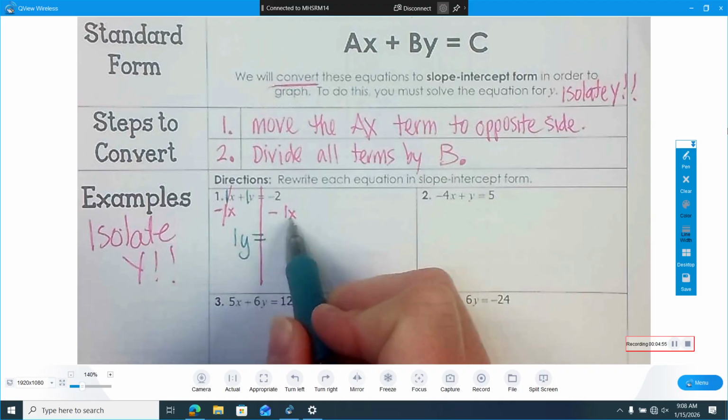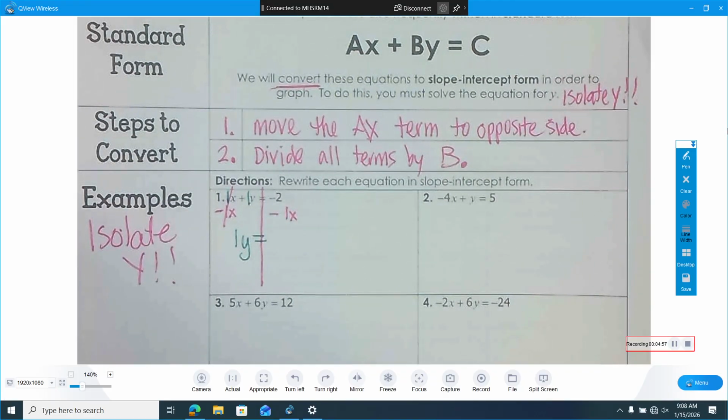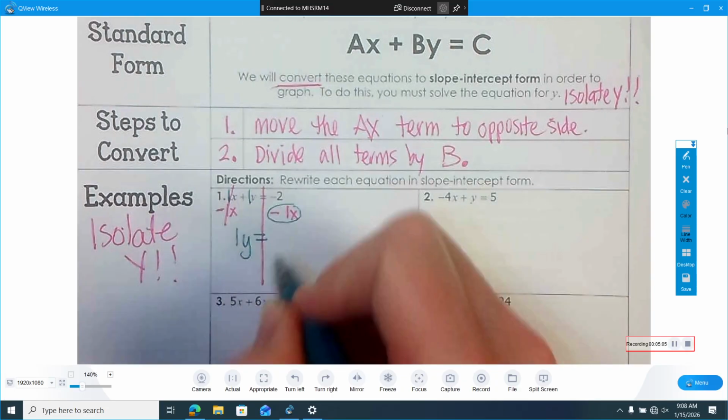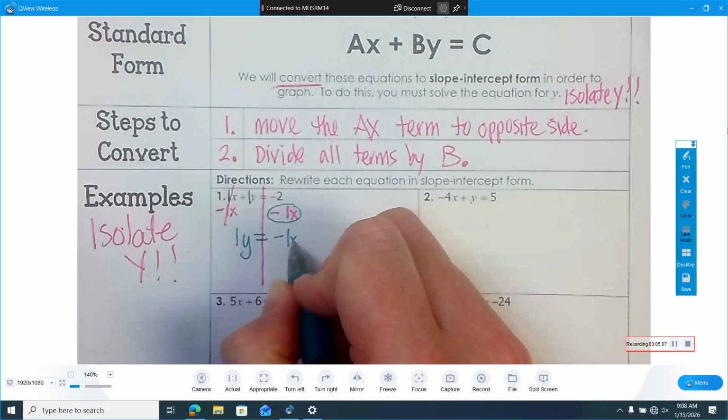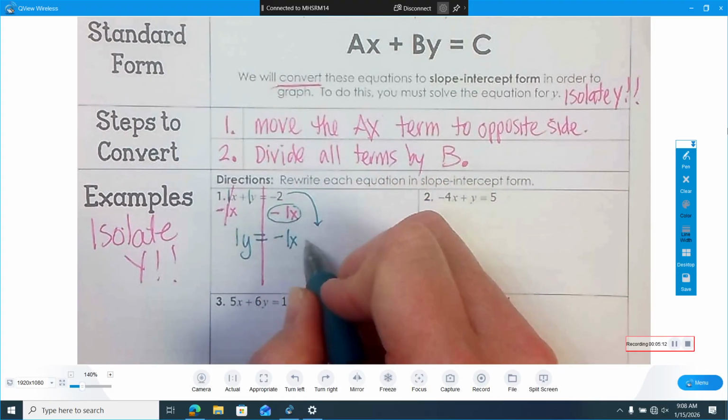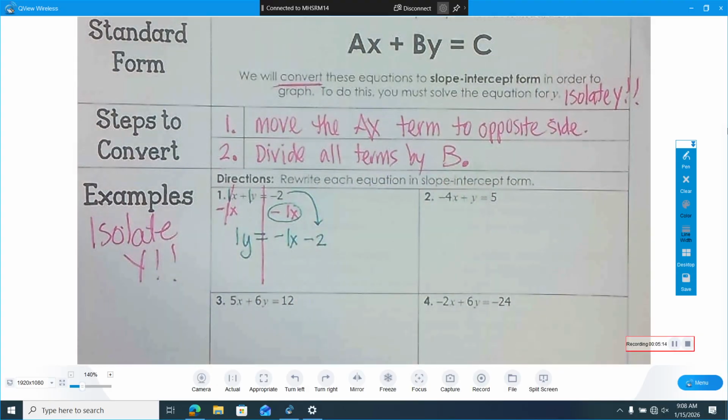Now, negative 2 and the negative 1x, are they like terms or are they completely different? They're completely different. One has a variable and one does not. We are typically going to write the thing with the x first. So I'm going to write negative 1x first. And then I have my negative 2, my plain old number, at the end. Do not put those together. They are not like terms. They're just neighbors.